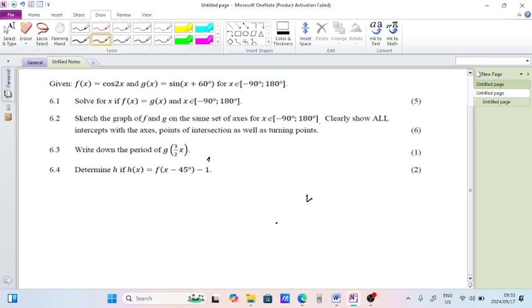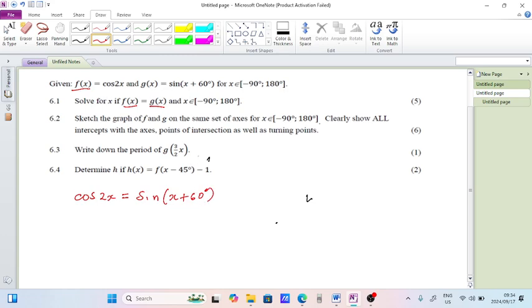Right, the first question. They're saying, given that f of x equals cos 2x, now that is the graph of cos, and then there is a g of x equals this one. We did something like that yesterday. Now the first one they say solve for x if f of x equals g of x on the interval of negative 90 degrees to 180 degrees. So we must equate the two graphs. If you equate them, what do you have? We'll have cos of 2x equals sine of x plus 60 degrees.